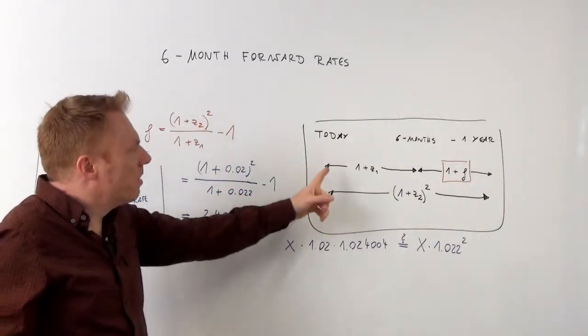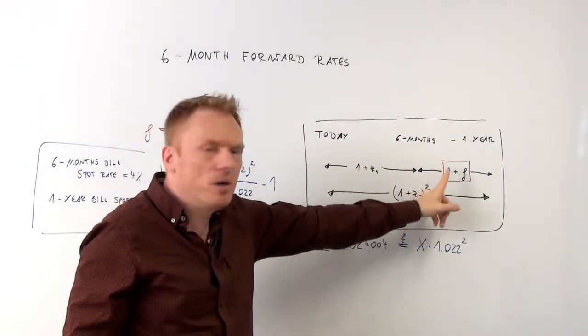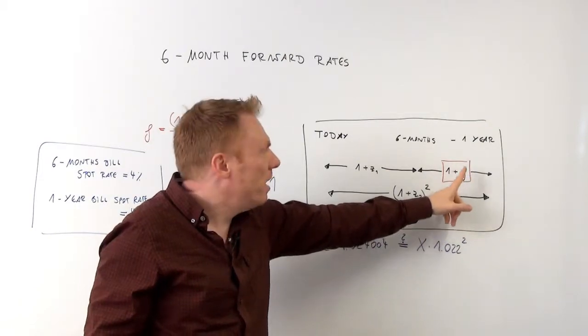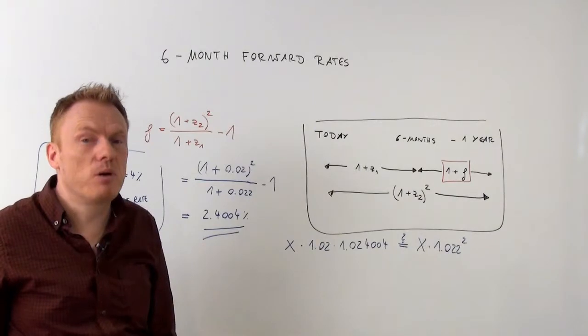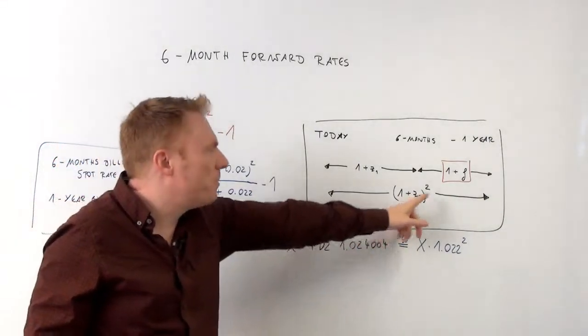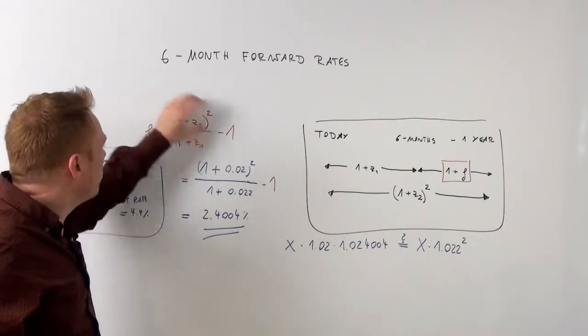So now, this 1 plus Z sub 1 multiplied by 1 plus the forward rate has to be equal to 1 plus Z sub 2 to the power of 2, because it includes 2 periods. Therefore, the formula goes this way.